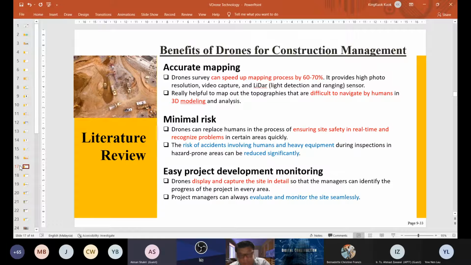So since we have a drone, we can monitor the project easily. If we want to see how much progress there is, we just fly the drone over and capture pictures, compare them to the earlier progress pictures, and see how much the current progress is. In other words, we can monitor the progress easily using the drone.